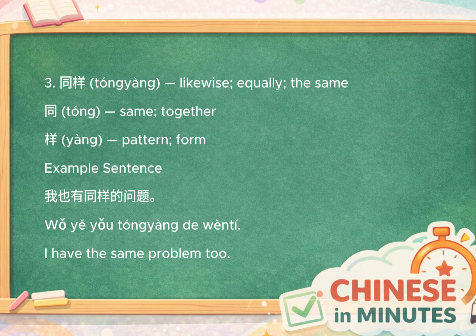Imagine two friends walking side by side on the same path. They're following the same pattern. That's 同样. For example, 我也有同样的问题. I have the same problem too.